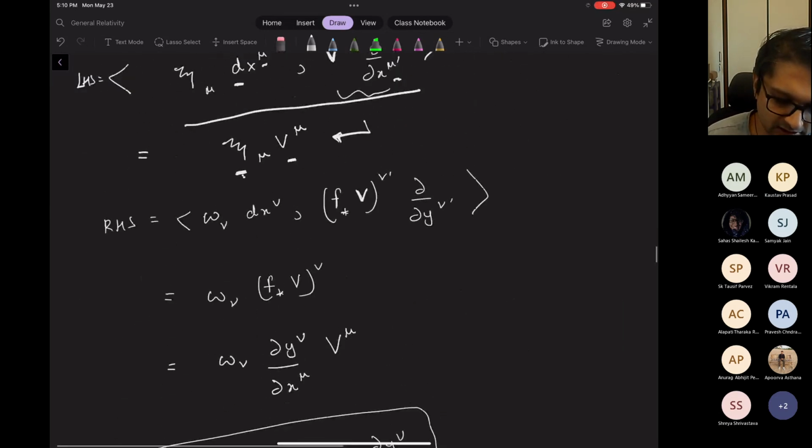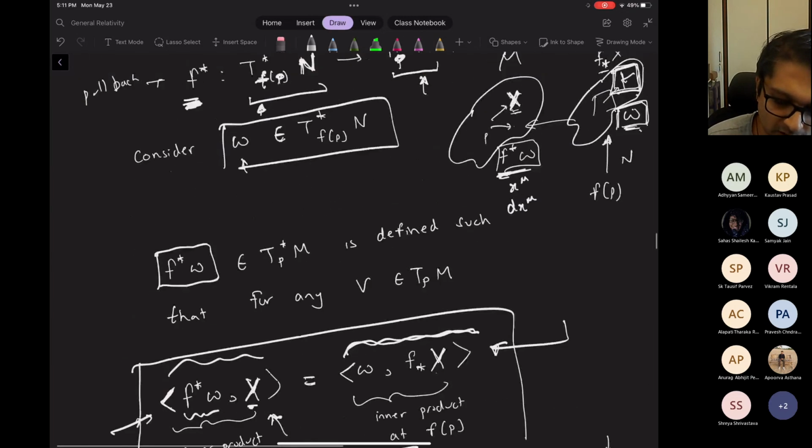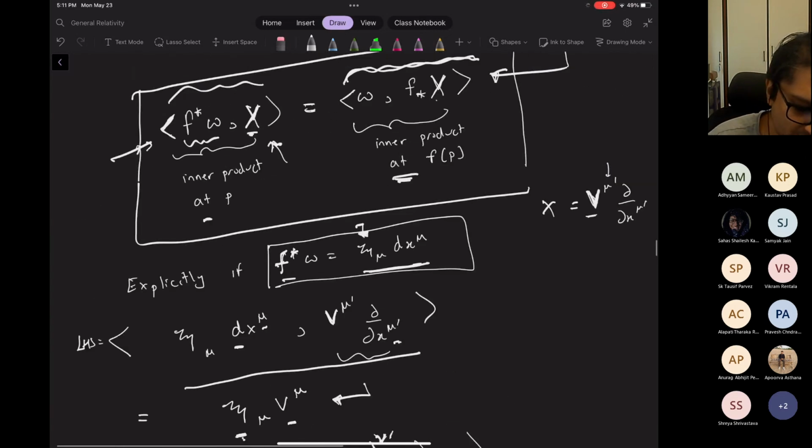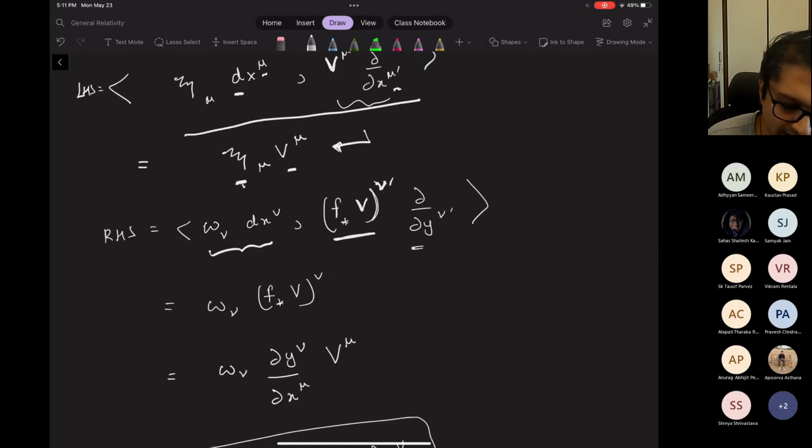So let's write what that is. That is omega nu dx nu, and now we have this push forward of v, so f star v, with some coordinate nu prime, partial y nu prime. Y, because the coordinates are y over here. And we have the push forward of the vector v. The vector x was defined at this point here, which was on P.